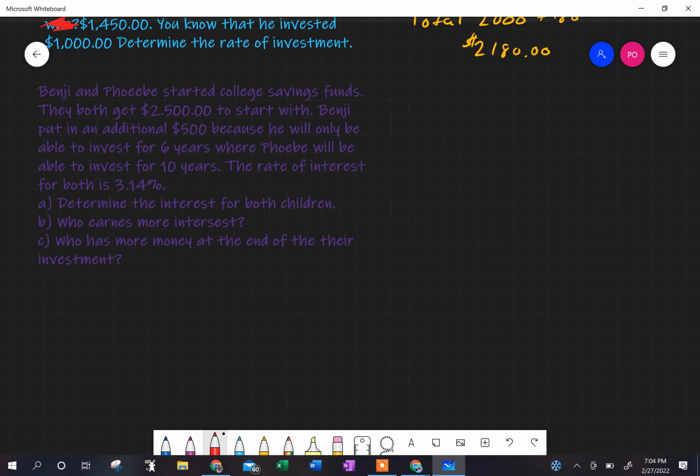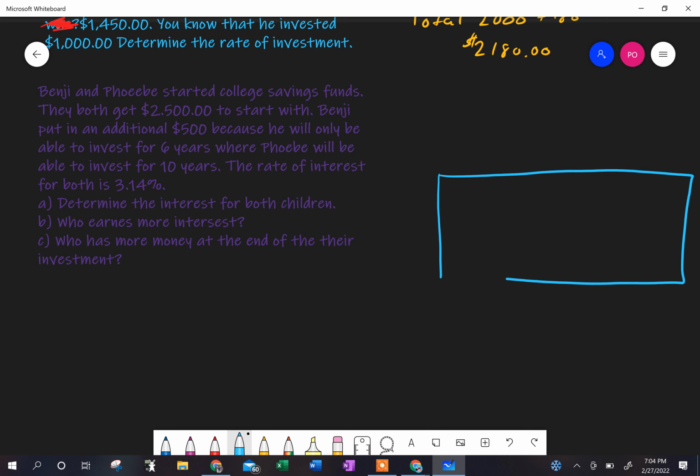And my last question. Benji and Phoebe started college savings funds. They both get $2,500 to start with. Benji put in an additional $500 because he will only be able to invest for 6 years, where Phoebe will be able to invest for 10 years. The rate of interest for both is 3.14%. Determine the interest for both children. So, this looks like a pretty complicated question, and to some degree it is, but it's not really if you can just organize your data appropriately.